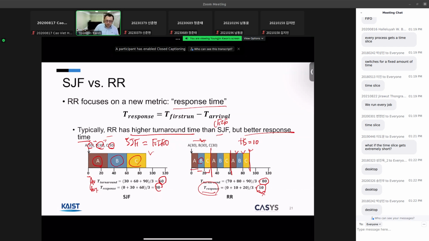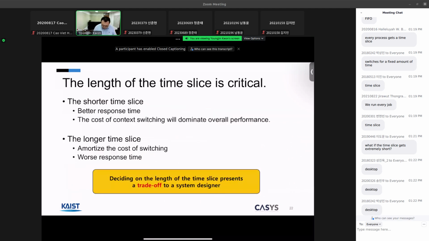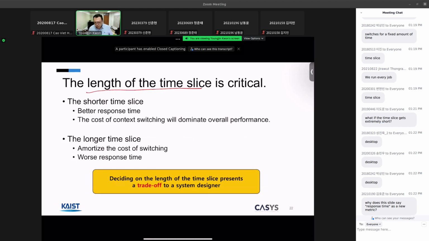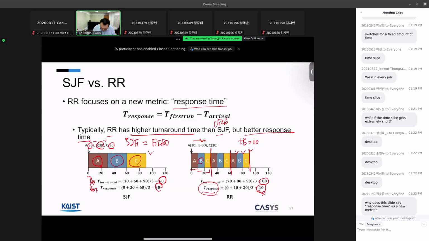Okay. Right. Then the next important question we need to discuss is that the length of the time slice is critical. Okay. Why does the slice have response time as a new metric? Sorry. This is something I introduced earlier, but that was a question for the audience, so it's not you. Focus on the metric, which is response time. So sorry for confusing.